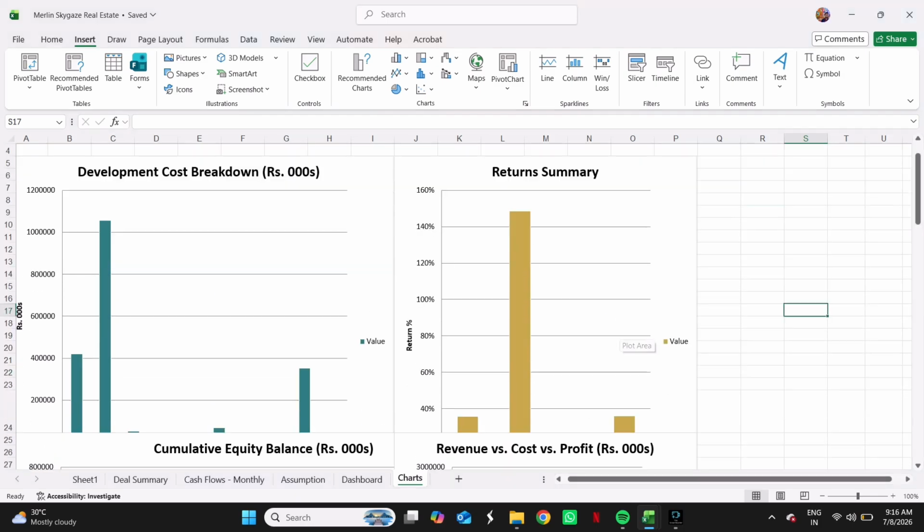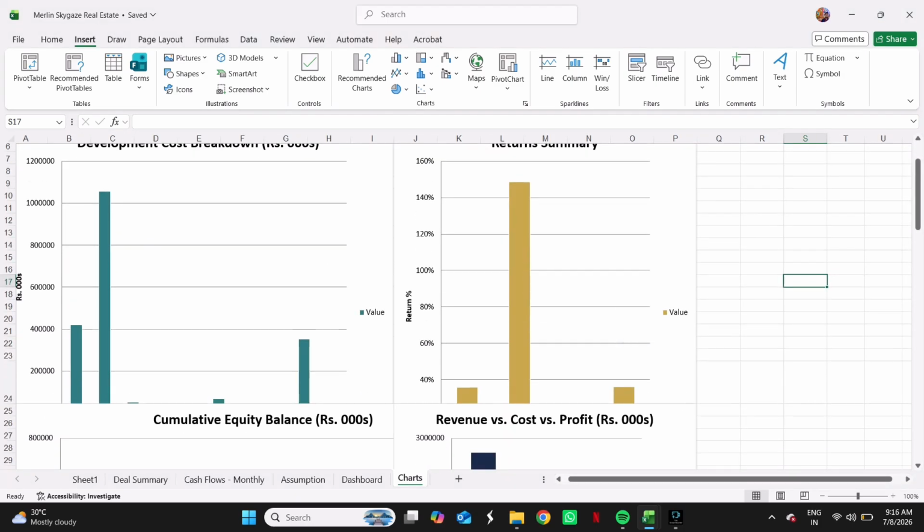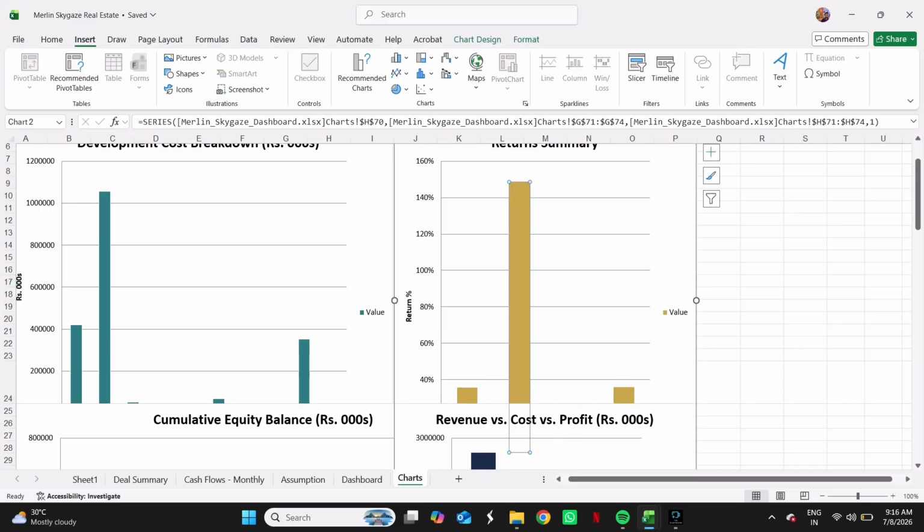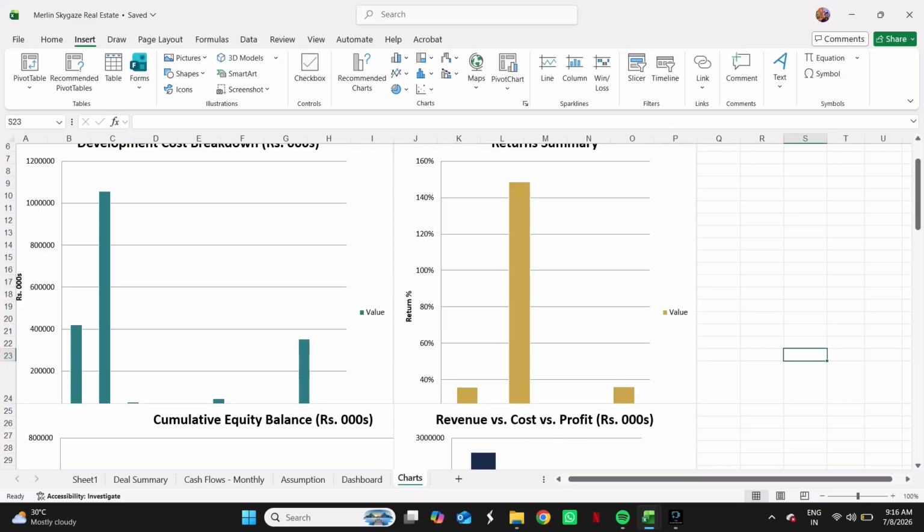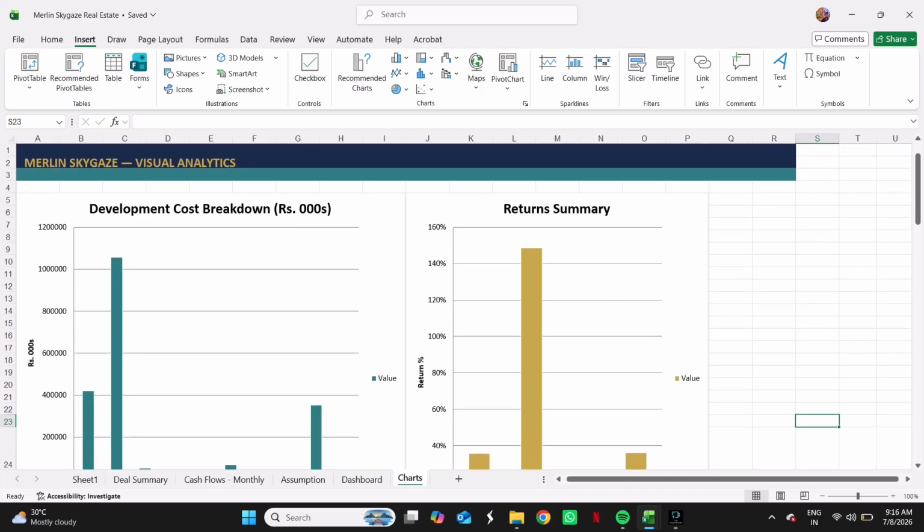And in the return summary, you can see that the IRR is very good, but ROE is much higher than everything. It's almost 133%. So this is our total visual analytics, and this is the whole series of our real estate financial model. I hope you have liked the previous videos, and watch them.